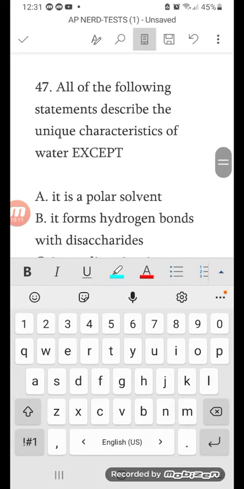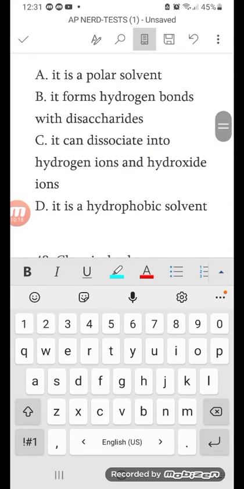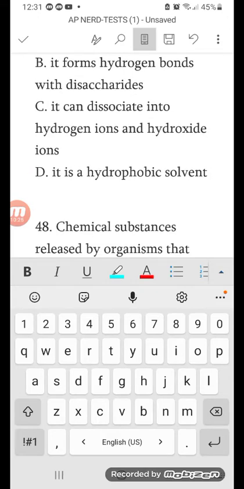All the following statements describe the unique characteristics of water, except: it's a polar solvent, yes. It forms hydrogen bonds with saccharide, yes. It can dissociate into hydrogen ions and hydroxide, yes. It's hydrophobic. Well, no, it's not hydrophobic, it's hydrophilic.